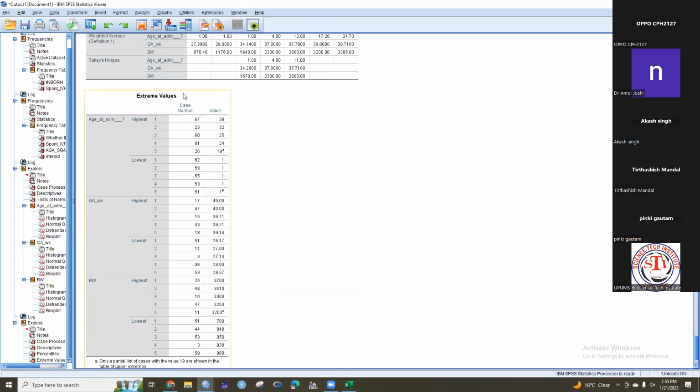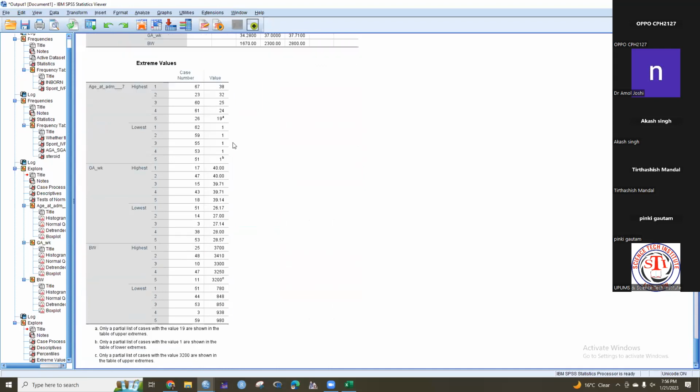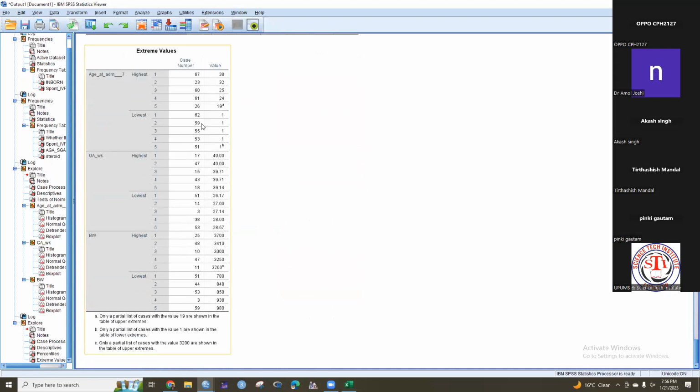Now these are the extreme values. These are the extreme values for age at admission: serial numbers 67, 23, 60, 61, and 26. You can see these are your highest extreme values. Now you can just remove them if they are going to affect your data analysis. Similarly, the five lowest values.